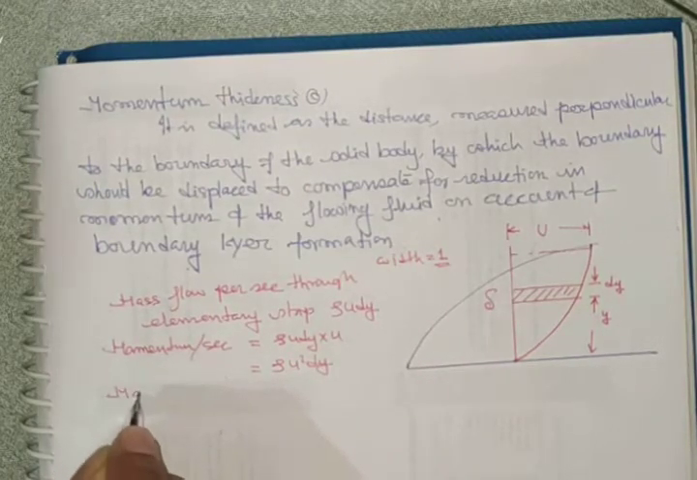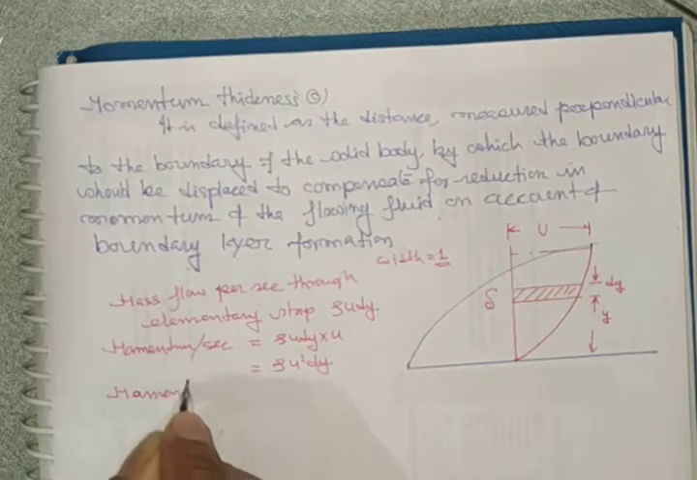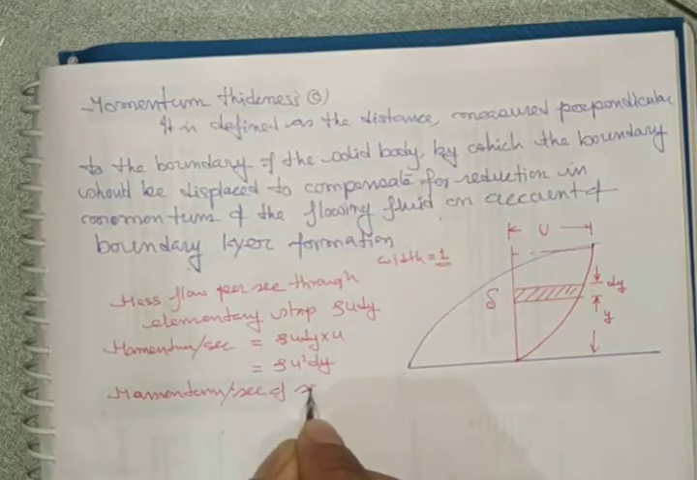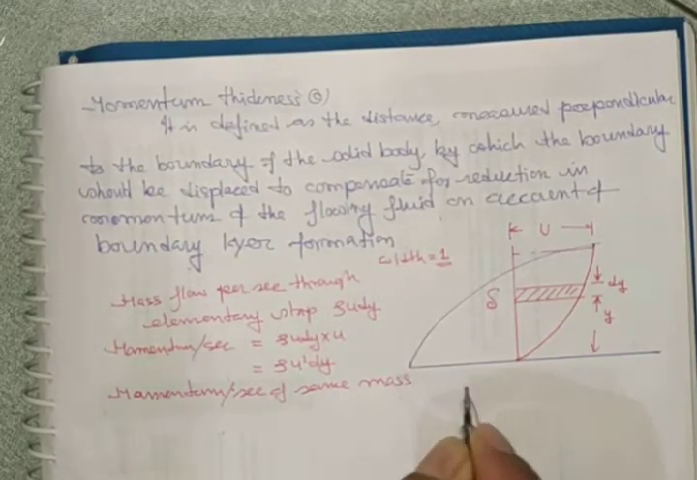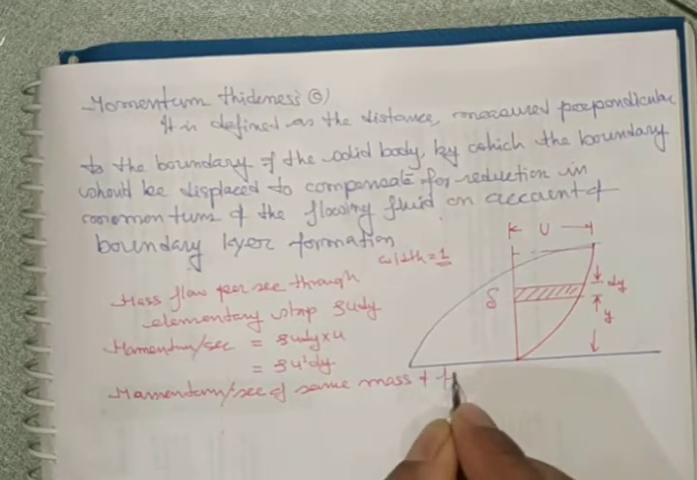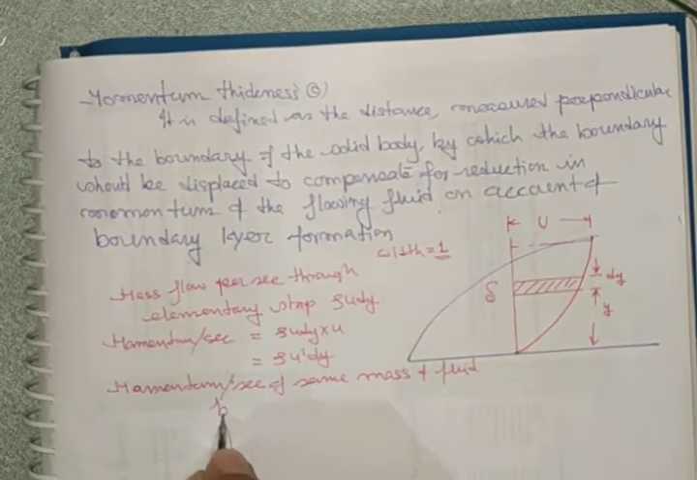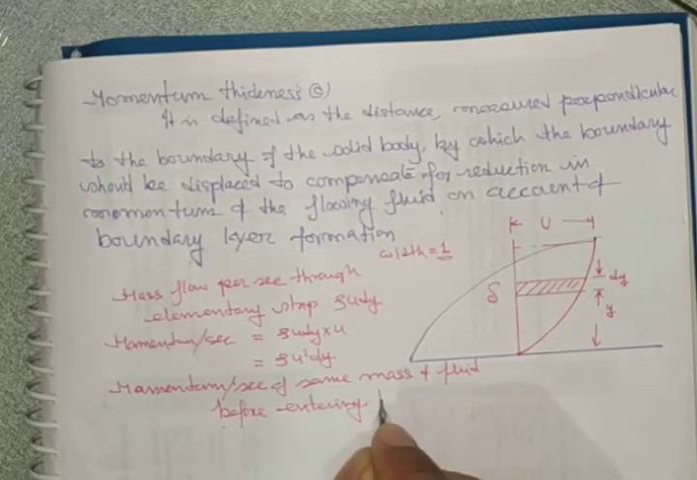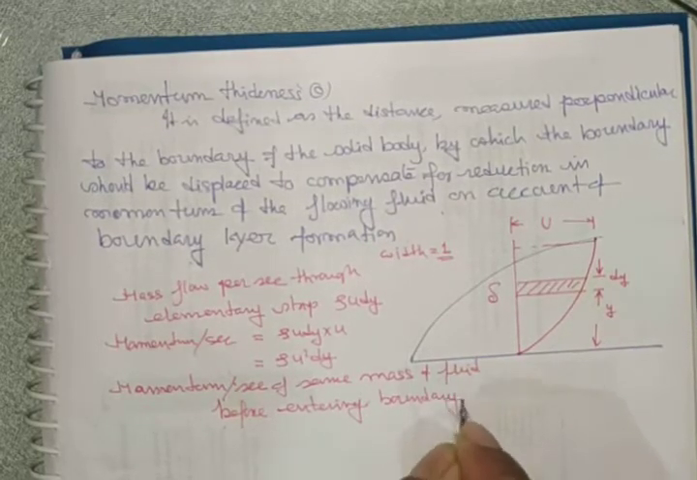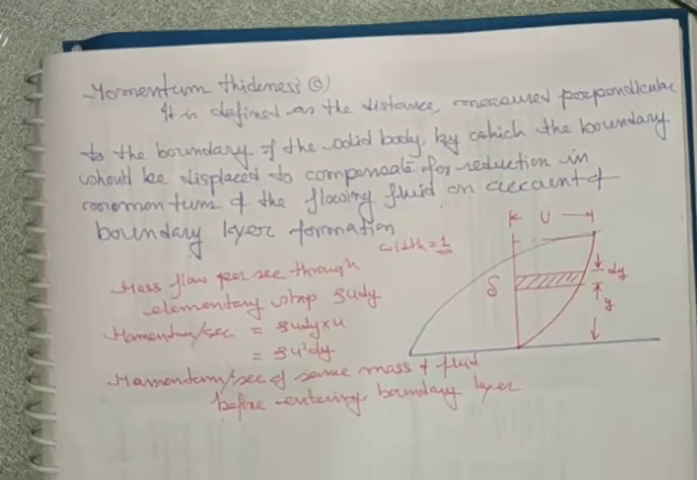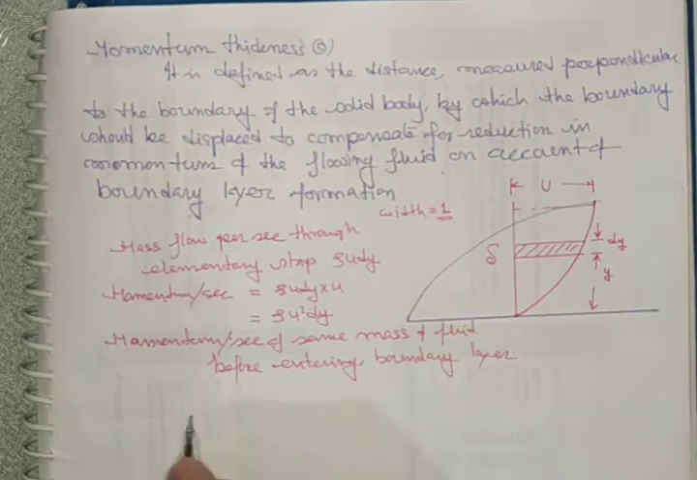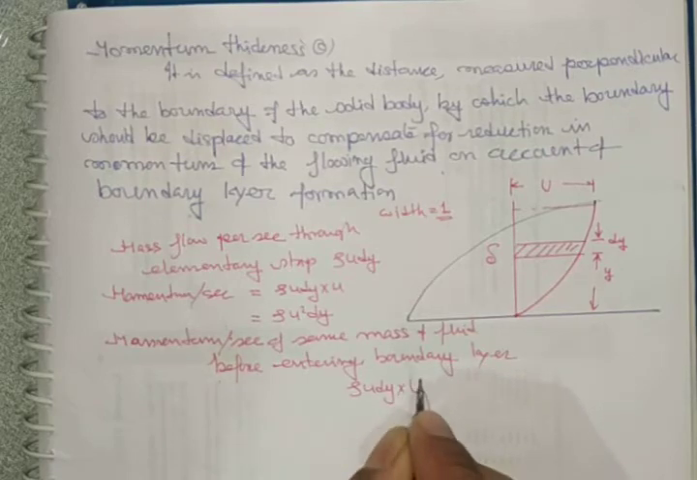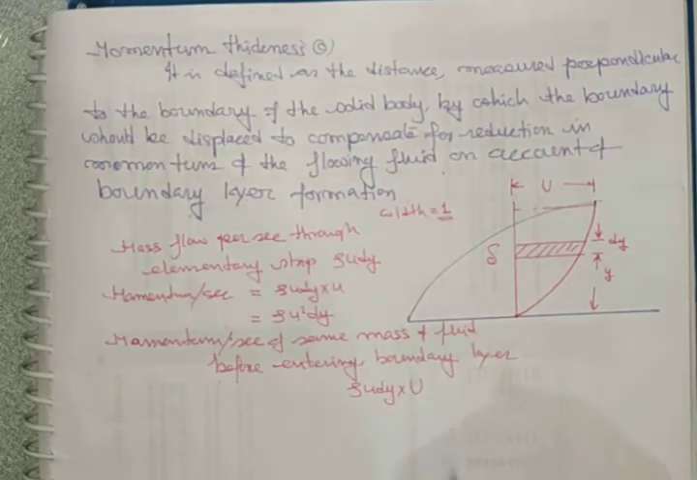Similarly, momentum per second of the same mass of fluid before entering the boundary layer is given by, this is your mass and the velocity is free stream velocity, so it will be like this.